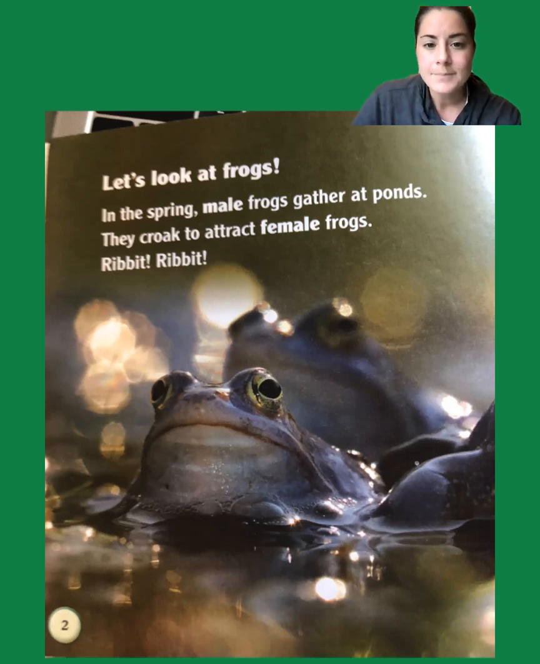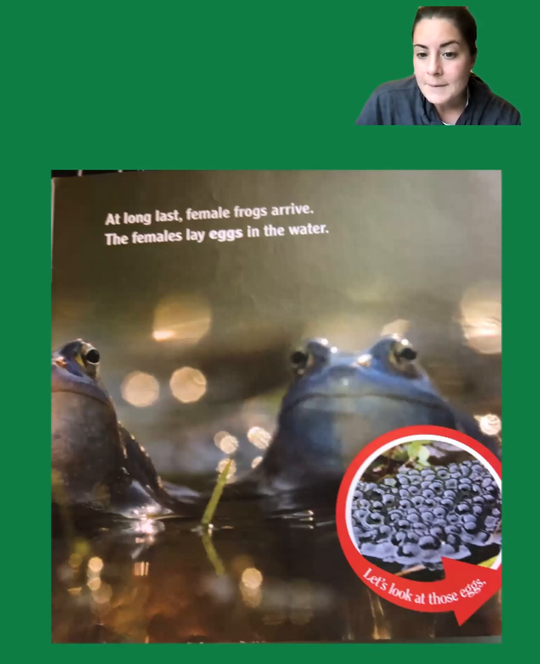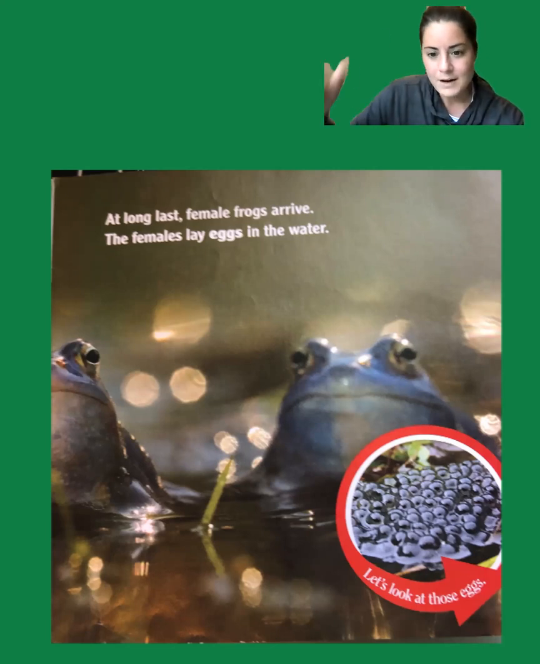All right, so let's look at frogs. In the spring, male frogs gather at ponds. They croak, that means make their noise, to attract female frogs. Ribbit, ribbit, there's me croaking. Okay, so at long last, female frogs arrive. The females lay eggs in the water. Now, look at that picture right there, okay? And underneath it, the caption is written on that cool red arrow right there. It says, let's look at those eggs.